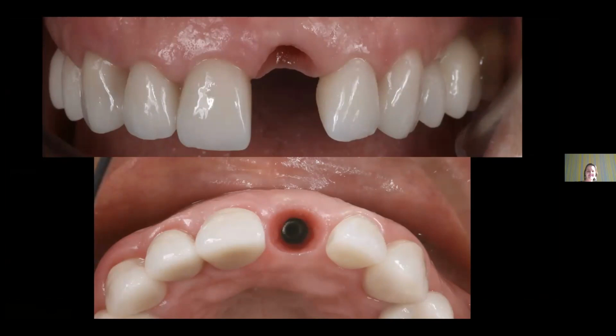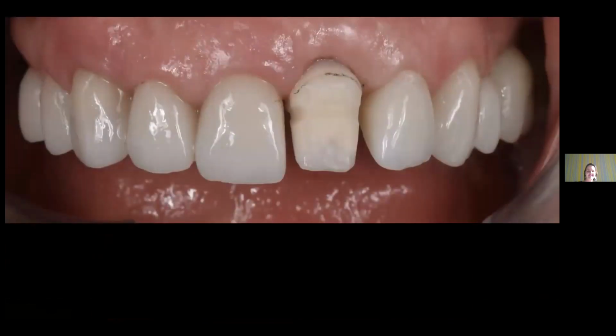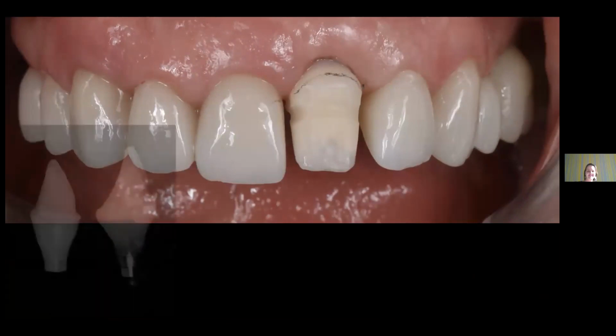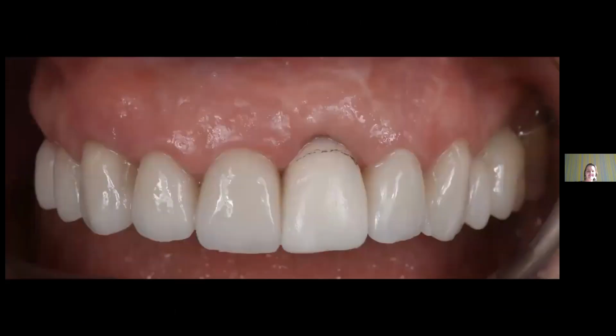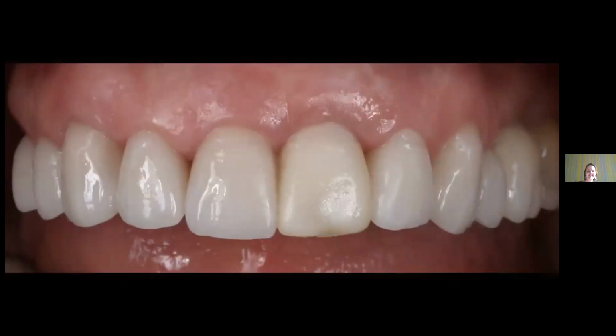So we had the temporary, we recontoured it exactly as we do when we do the BOPT. We recontoured, we gave space, and you can see that's the difference. And when we put it back, the patient came back, I think, 2 weeks later, and like a miracle, we had the tissue back in the right place.